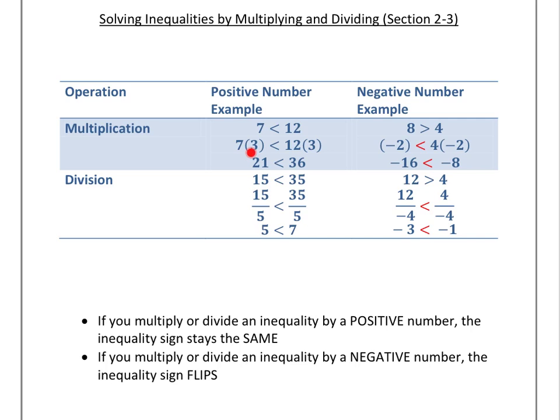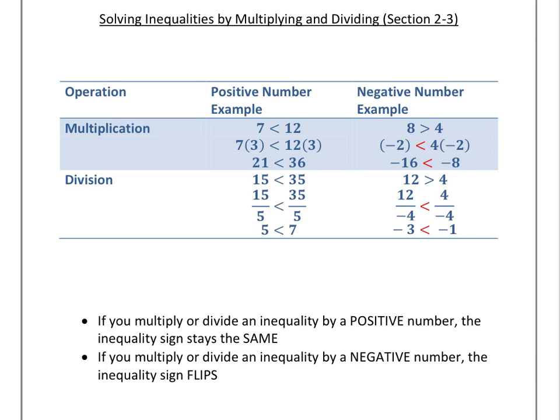And let's say that we multiply both sides of the inequality by a positive number, in this case 3. 7 times 3 is 21. 12 times 3 is 36. Do we get a true inequality again? Is 21 less than 36? Yes.